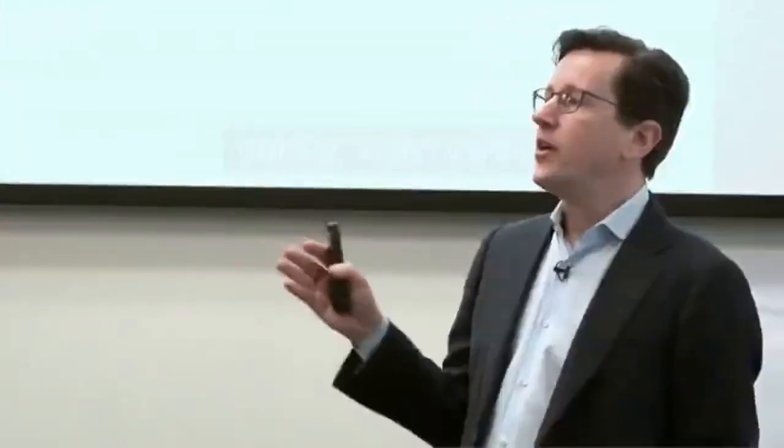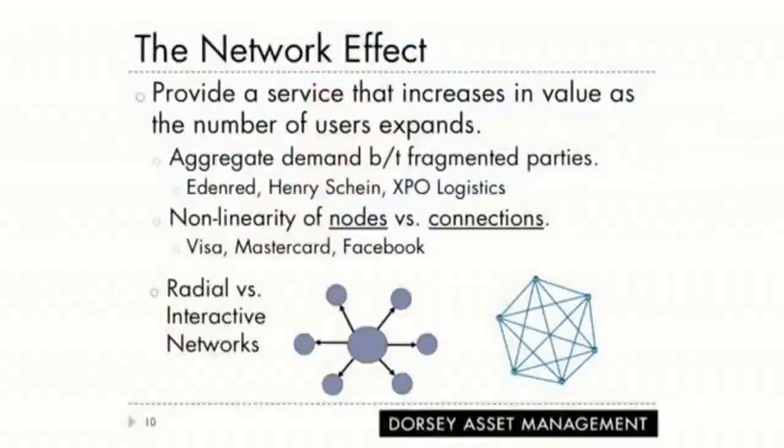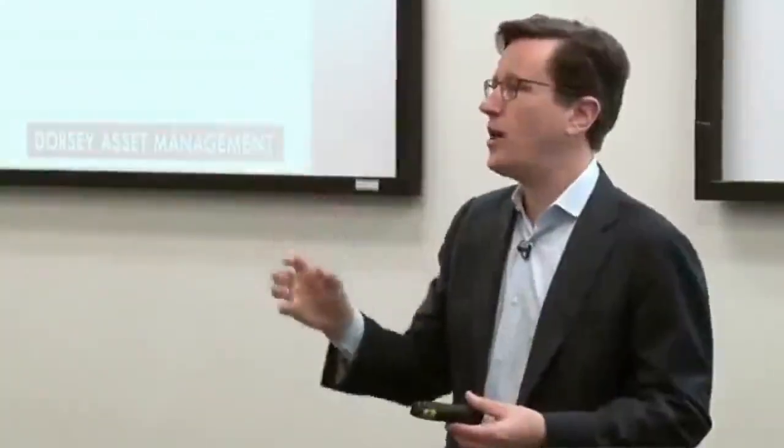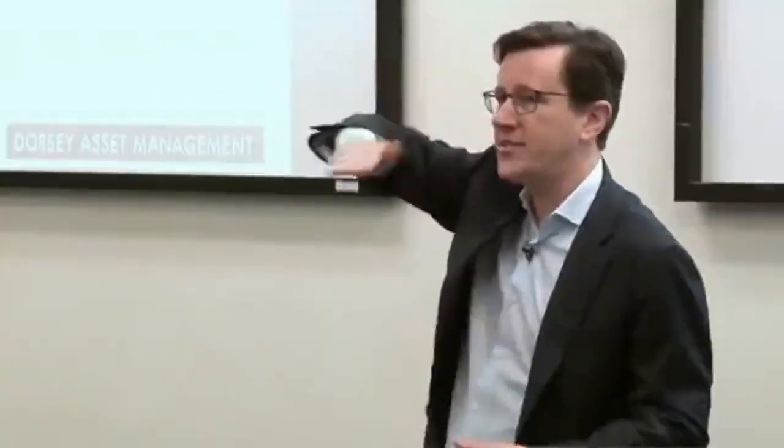One thing to watch for here is that one reason the network effect works so well is the nonlinearity of nodes versus connections. So if you have a web and the number of nodes in that web goes from 1 to 2 to 3 to 4, the number of connections increases exponentially. So that is something that makes it very hard to replicate a network once the network gains scale, something that Googlers should be pretty familiar with, I think.